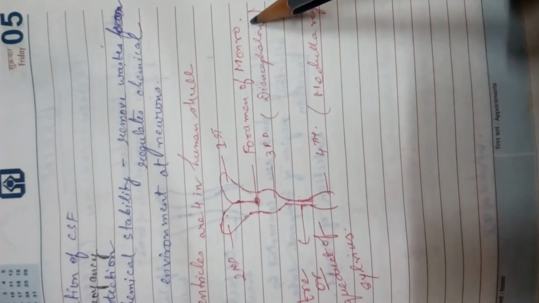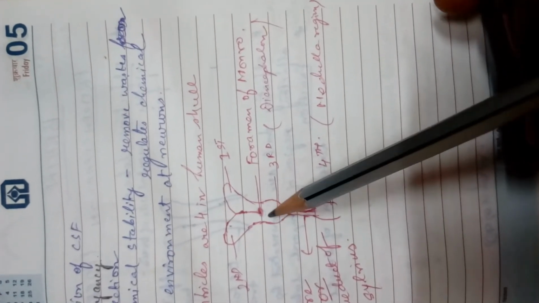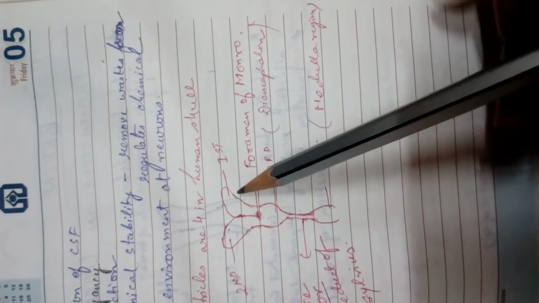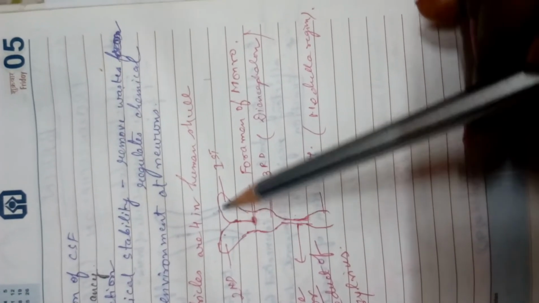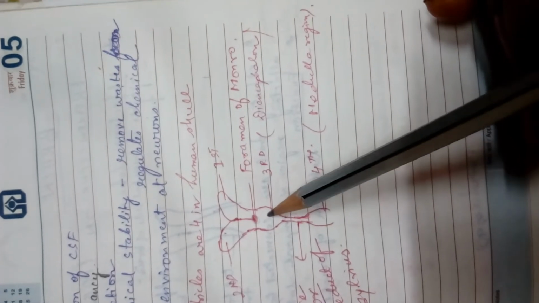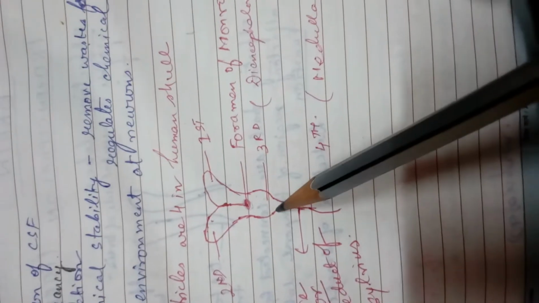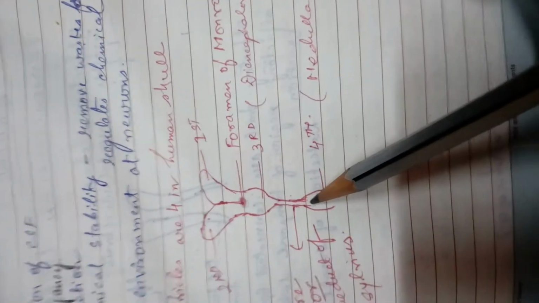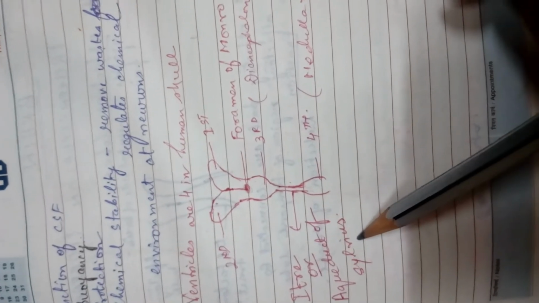So this is a very important question of the Madhyamik. What is foramen of Monro? Foramen of Monro connects the first and the second ventricle with the third ventricle. This is the point of connection by which these two ventricles are connected with the third ventricle. Now the third ventricle is connected with the fourth ventricle by a narrow tube like structure, and that is called iter or aqueduct of Sylvius.